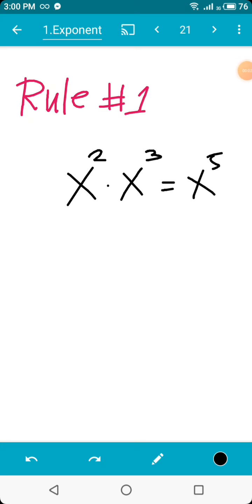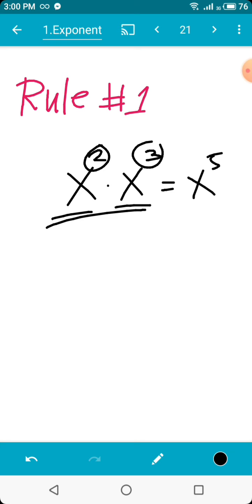Okay, so let's have a rule number 1. So, we have here x squared times x cubed. So, to simplify this expression, we will just simply add their exponent. That's why the answer is x raised to 5. Okay? So, take note, dapat same yung base nila bago tayo mag-add ng exponent.